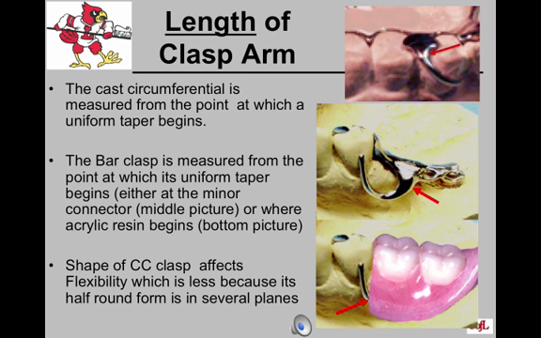The shape of the cast circumferential affects the flexibility of the clasp. The flexibility of the cast C is less because its half-round form is in several planes. It can only flex in one plane, which is away from or toward the tooth. It will not flex toward the occlusal and toward the gingival area.